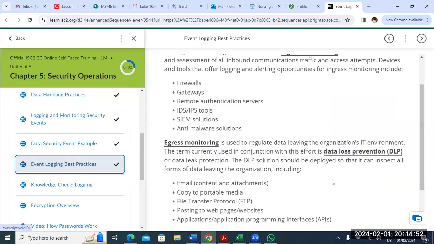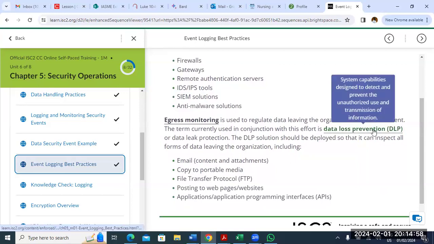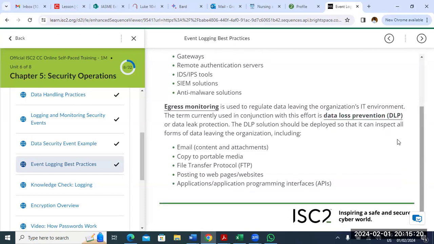Then there is monitoring of data leaving the organization. So here you'll be seeing emails. Data loss prevention is also one of the very important tools. It is a system capability designed to detect and prevent unauthorized use and transfer of information. If you want to buy something online and you are inputting your card details, the full PAN, data loss prevention can flag it that somebody is using a full PAN somewhere.